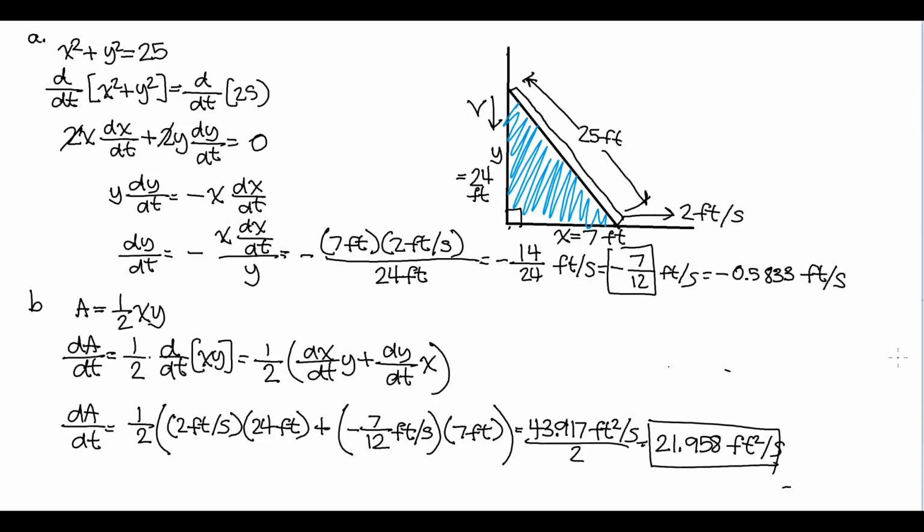Okay? And now there's one last part. Find the rate at which the angle between the ladder and the wall of the house is changing when the base of the ladder is 7 feet from the wall. So the angle between the ladder and the wall of the house, we're going to call theta, since that's basically our angle variable.